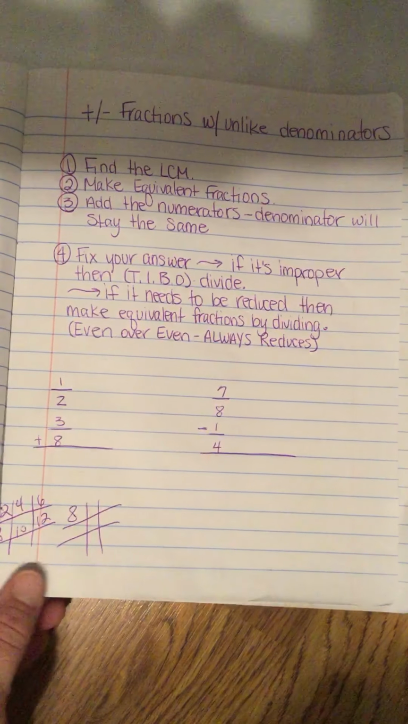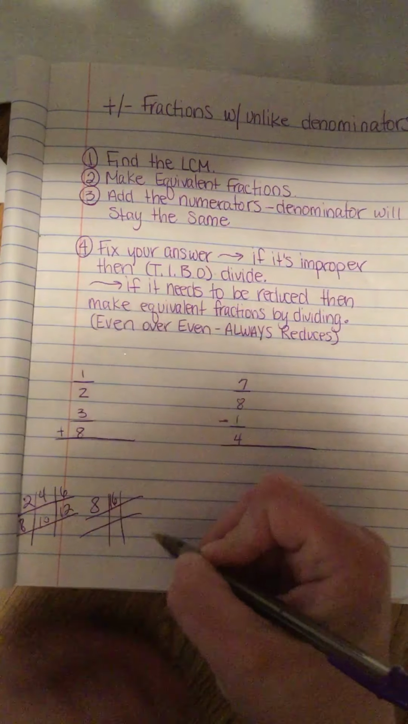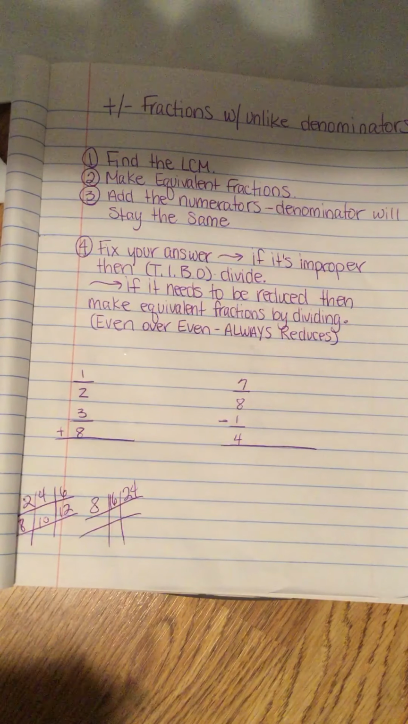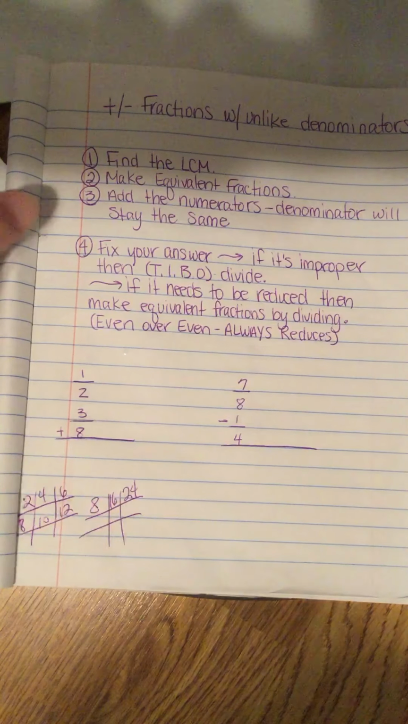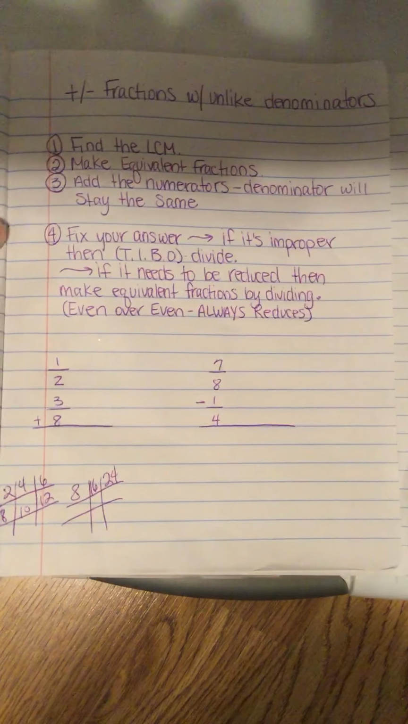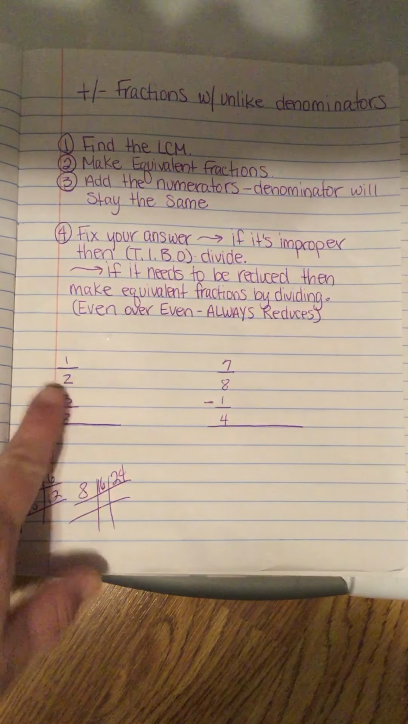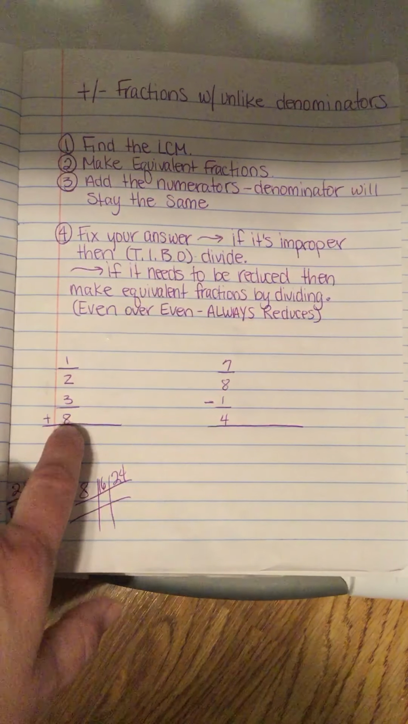So I'm just going to stop there. And then I'm going to do 8, 16, 24. Well, I'm going to stop because 8 is bigger than 2. So I know that my least common multiple, my LCM, cannot be smaller than my biggest number. So my denominators were 2 and 8. So my LCM has to at least be 8. Can't be smaller than 8.